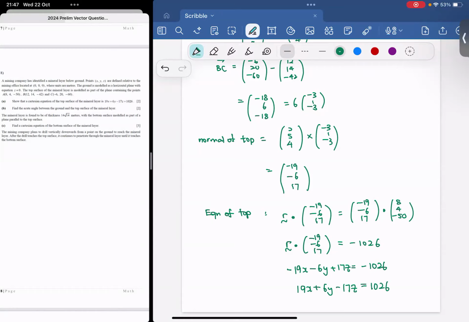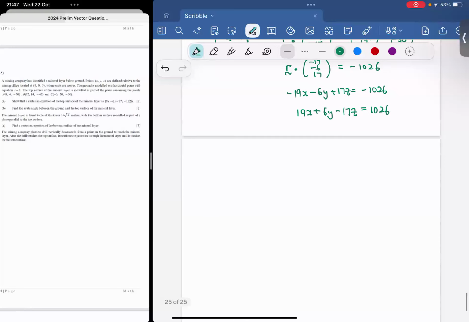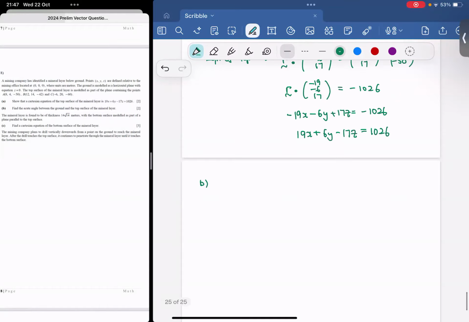Okay. Find the acute angle between the ground and the top surface of the mineral. So for part B, what are you finding? You're actually finding the angle between two planes. The angle between two planes is just the dot product of the two normal vectors. So you got the normal vector of the top surface. What is the normal vector of the ground? They tell you that the ground is a horizontal plane, so the normal vector of the ground is actually 0, 0, 1.